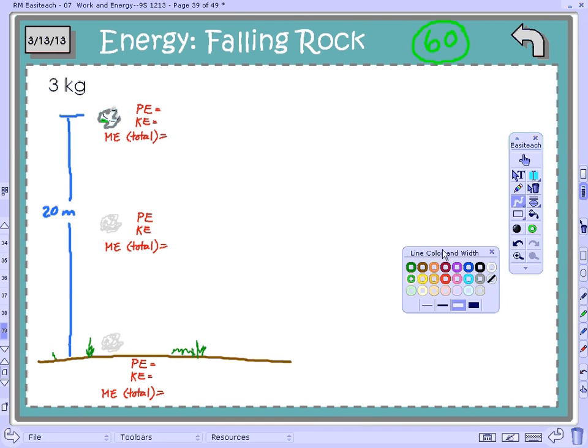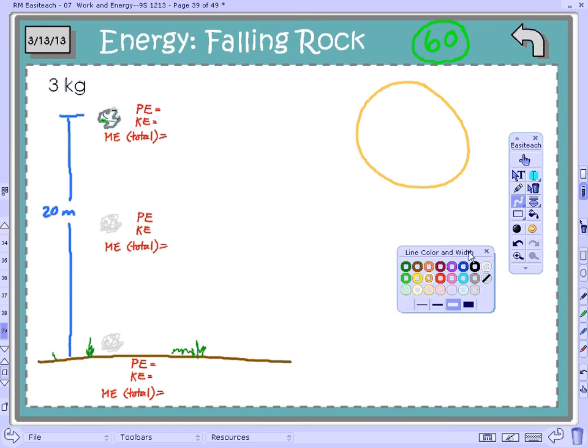So like the previous problem, this is an energy conservation problem. Something's going to happen to the energy as this falling rock goes through these different positions. Okay, this is a rock. It's starting out at this position, and it's going to fall to this position, and then to this position. And we're going to investigate what happens to the energy as it does that.